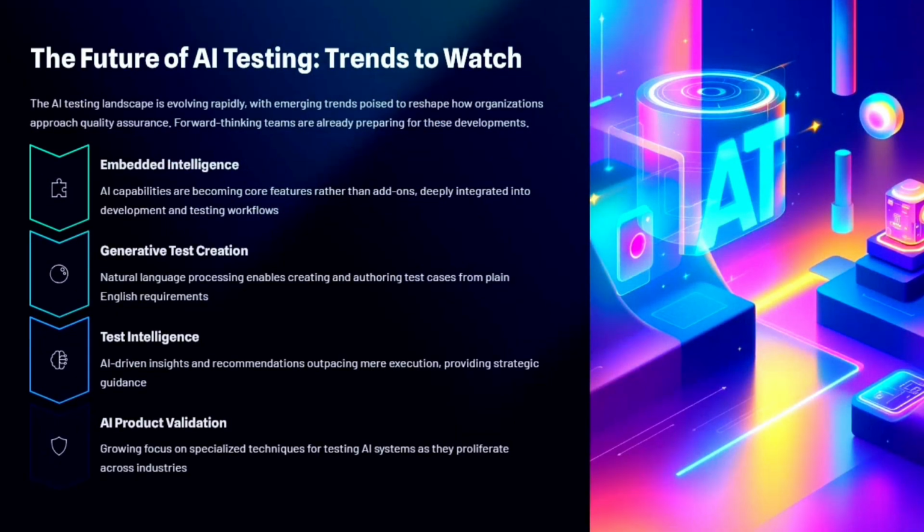Now, the future of AI testing. What kind of trends are we seeing right now? First thing is we are embedding intelligence, AI having the capability of writing as a core feature rather than an add-on. Also, we can generate test cases very frequently. We are checking test intelligence, and also AI can validate a product very fast compared to other approaches.